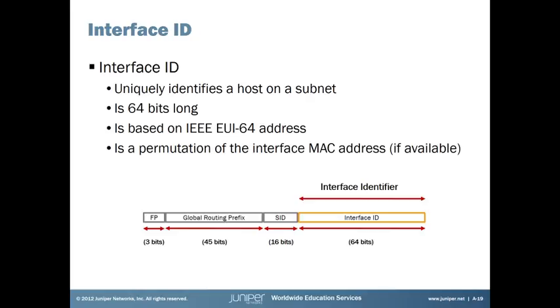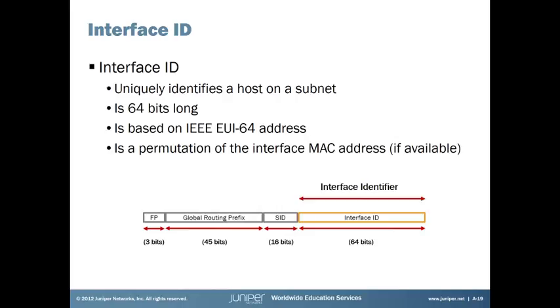Okay, let's take a look at the interface ID itself, which of course identifies the host on the subnet, must be unique for every host on the subnet, and is 64 bits long. So how do we get this assigned without using a DHCP server? We're not going to use a DHCP server on our network. We don't really need one with IPv6.